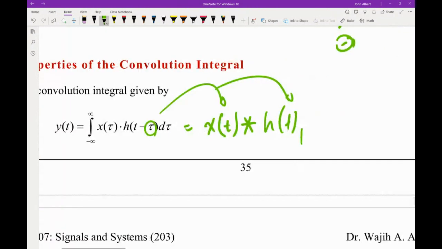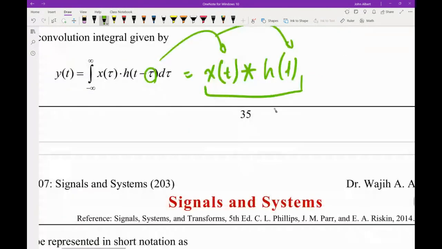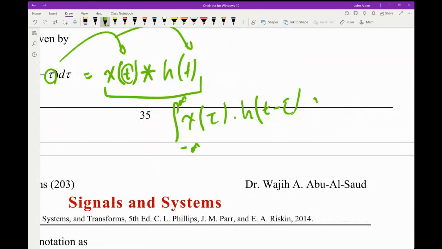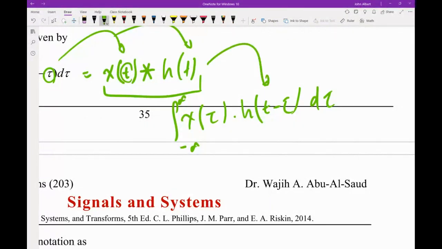When you want to evaluate it, you have to convert it into the convolution integral. So you say that it's equal to the integration from minus infinity to infinity of x, where you replace the t with tau, multiplied by h, not of tau, but h of t minus tau. And the dummy variable of integration is tau. So this is how you convert from this to this and vice versa.